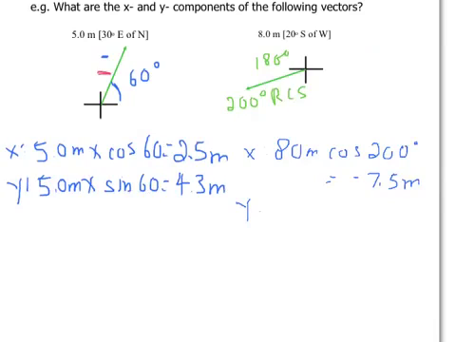In the y component, it is 8 meters times the sine of 200 degrees, and that is negative 2.8 meters.